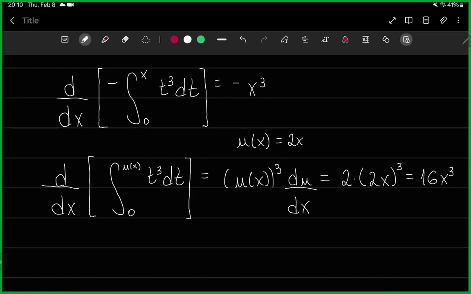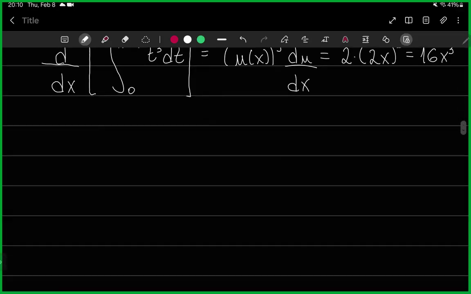So as we see, we switched 2x for u of x. When we do that, we get u of x cubed. And we cannot forget our du dx. In this case, du dx is just 2. And that finishes our calculation.